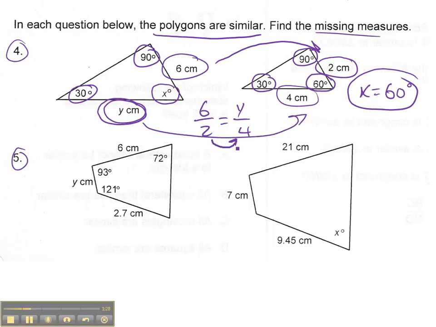And we can see a scale factor here. We can get from 2 to 4 with a scale factor of 2. So I can apply that scale factor here, and we see that y equals 12. 6 times 2 is 12. So y equals 12 centimeters.